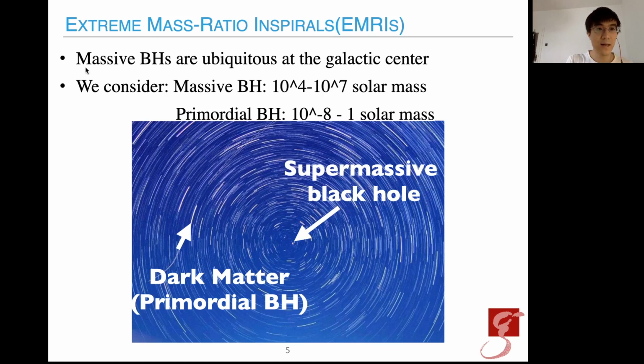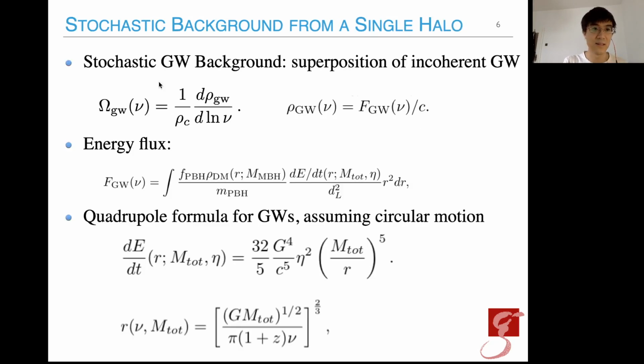Okay, so we know that massive black holes are ubiquitous at galactic centers, and under the assumption that primordial black holes play the role of dark matter, and we know that there is dark matter in the galactic center, then the dark matter or primordial black holes can revolve around the central supermassive black hole, and they form an EMRI interacting system. And the stochastic gravitational wave background from such EMRIs is the interest of this paper. So from this slide on, I will derive a few formulas to characterize this background.